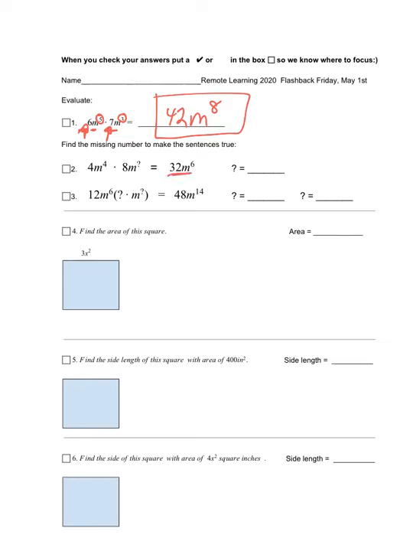Now 2 and 3 have us go in reverse. We are given the product, or the final answer, and we have to figure out what we can replace this question mark with to make this product true. We have the same bases, so m to the 4th, we have 4 m's, and how many more? Well, we need 2 more m's to get m to the 6th. So the question mark here is 2.